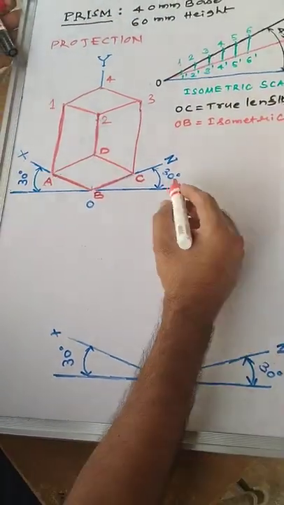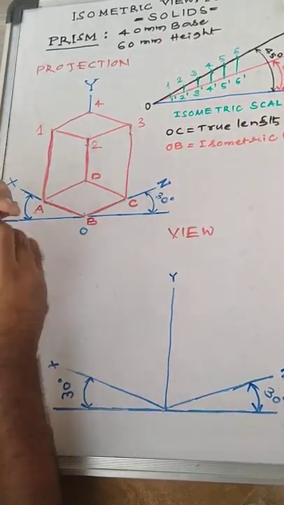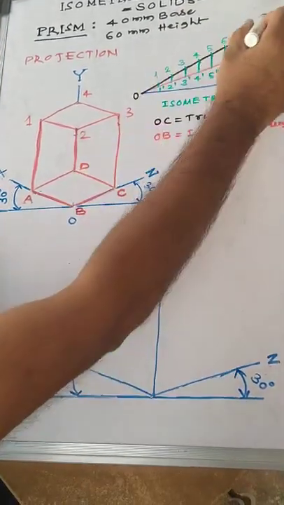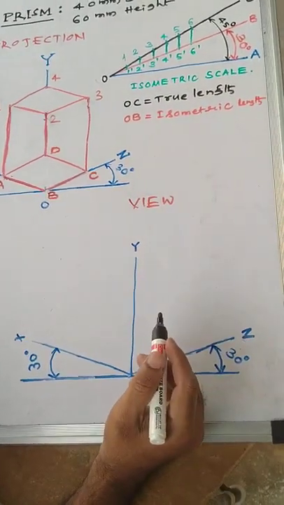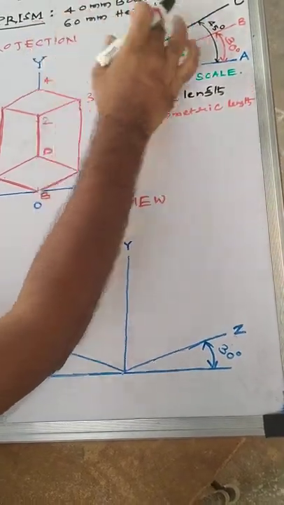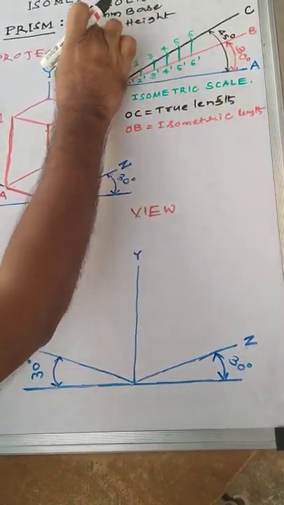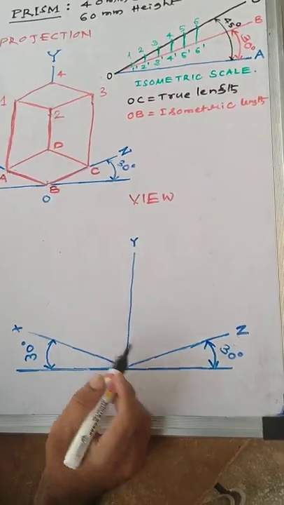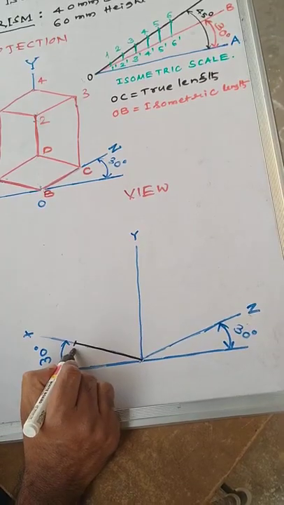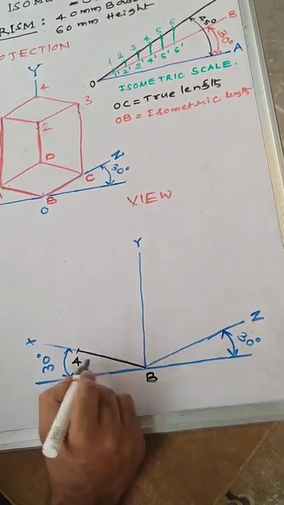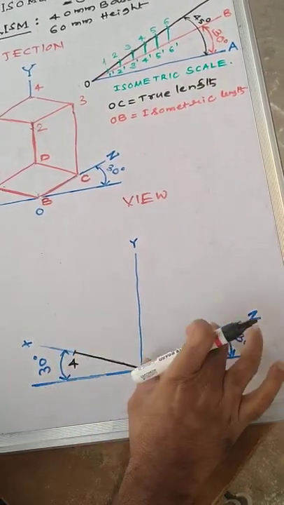Now I am going for the isometric view. I am representing OC with a black line, so I am constructing with black color. OC is how much? 60. And the OC line height is 60. And the OB line and OC line base is going to be 40, true lengths. Now on OX, this is going to be A, B, true length, C, true length.